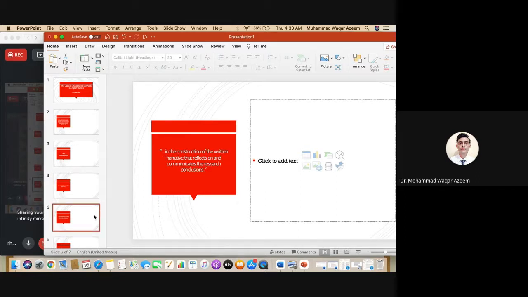The second possible intervention is that an ethnographer constructs the written narrative which reflects communities, and then that narrative produces certain research conclusions.